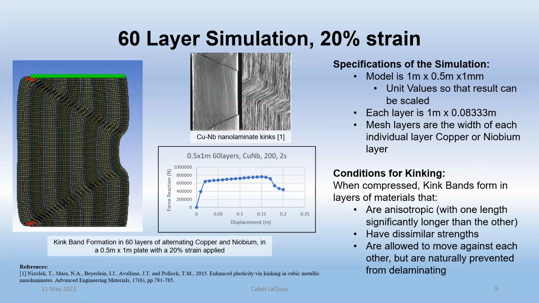So that gave the material the space it needed to kink, and the layers are allowed to move against each other, but are naturally prevented from delaminating. So it's not so much that the materials are constrained directly against each other, but they're allowed to slide up and down against each other, and those conditions enable kinking.